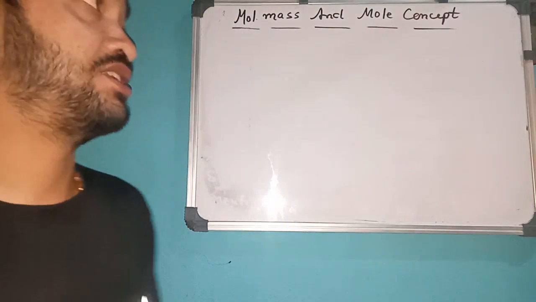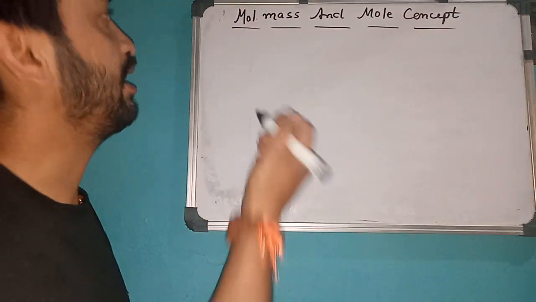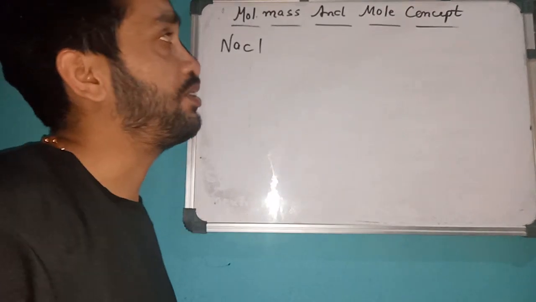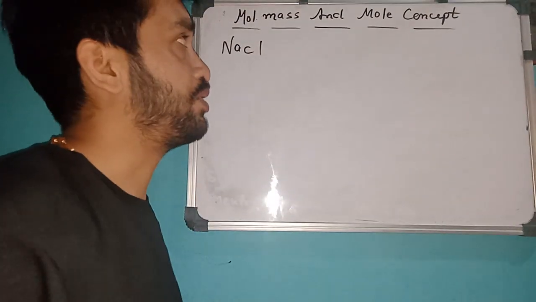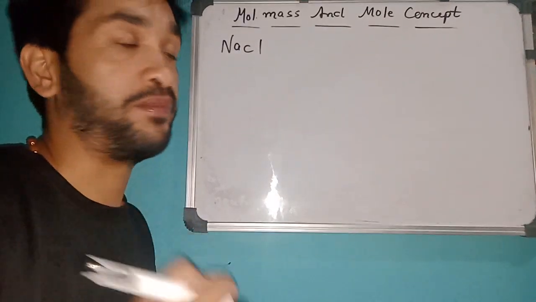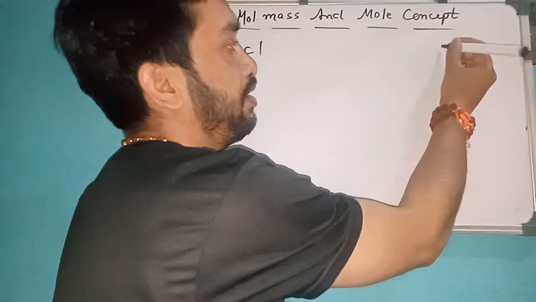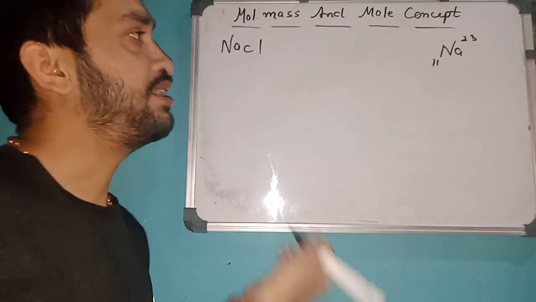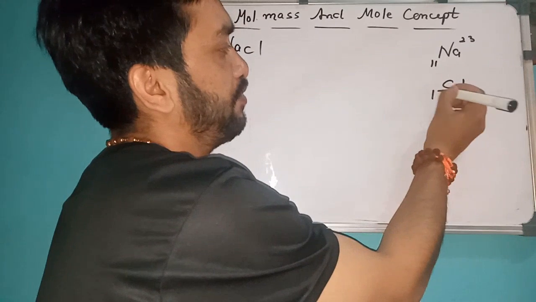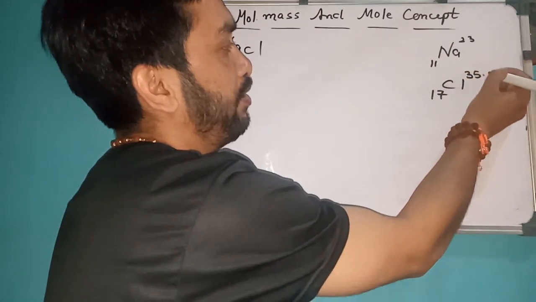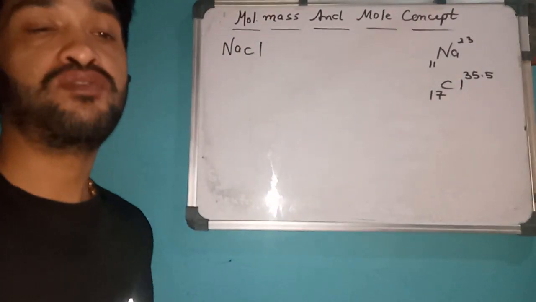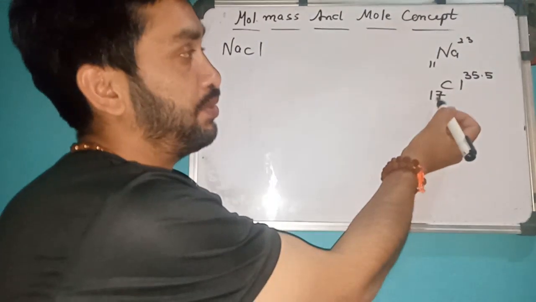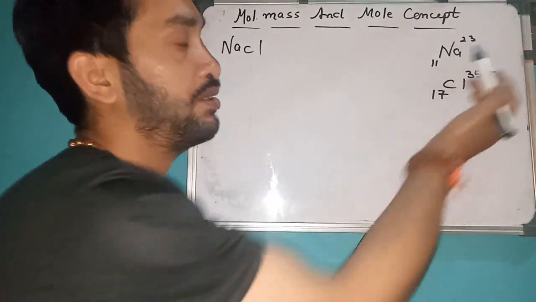Let's start with a simple example from your daily life. Suppose NaCl, we are talking about NaCl. If you're starting from the basics, you should know how we write Na in terms of atomic number and mass number. Na is written as 11 and 23. Cl is written as 17 and 35.5, which is the mass of chlorine. So this is your atomic number, 11, 17, and this is your mass number.